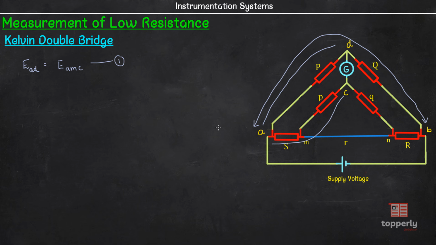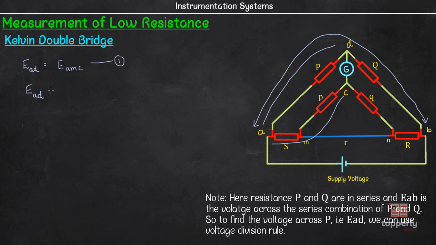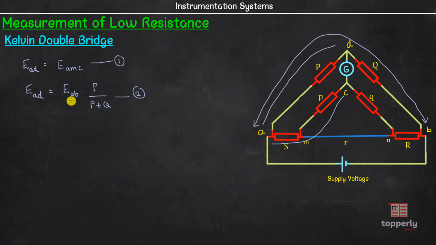So using voltage division rule we can write EAD equal to EAB into P by P plus Q, right? And let us name it as equation number 2. Now let us find the value of EAB. If you see, this is also potential EAB because point A is this and point B is this.